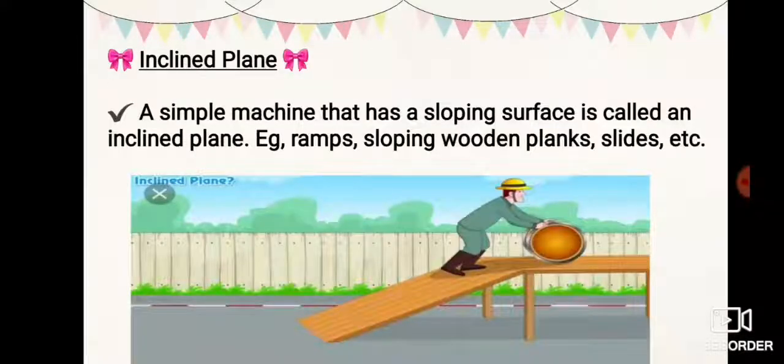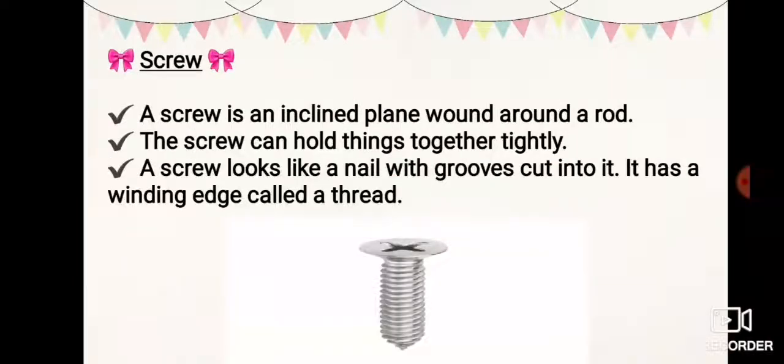Inclined plane. An inclined plane, also known as a ramp, is a flat supporting surface tilted at an angle with one end higher than the other. Here you can see in this image also. Screw. A screw is a mechanism that converts rotational motion to linear motion. This type of screw can help in holding things tightly.